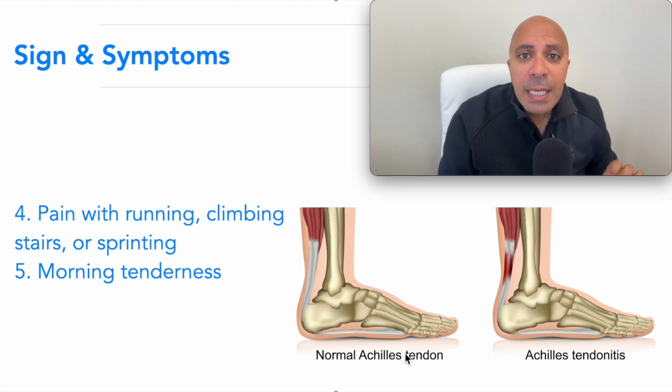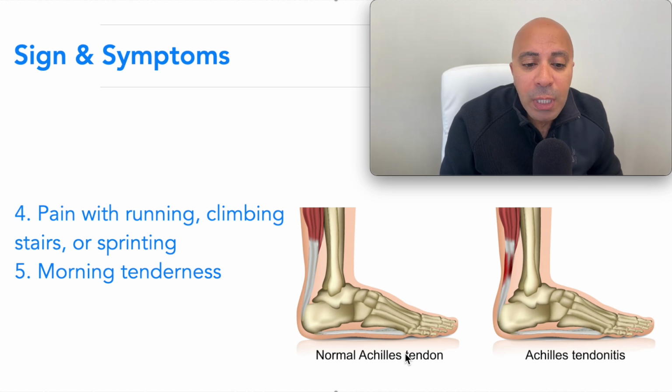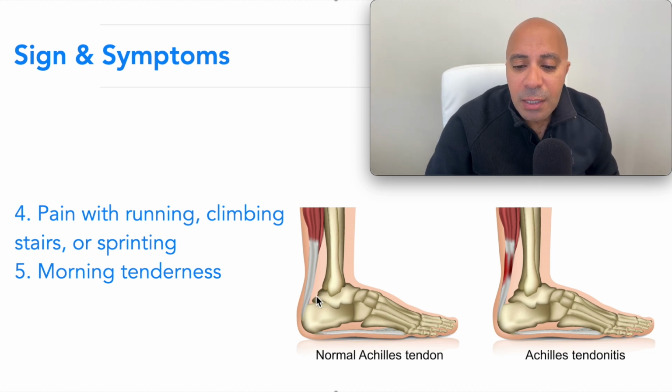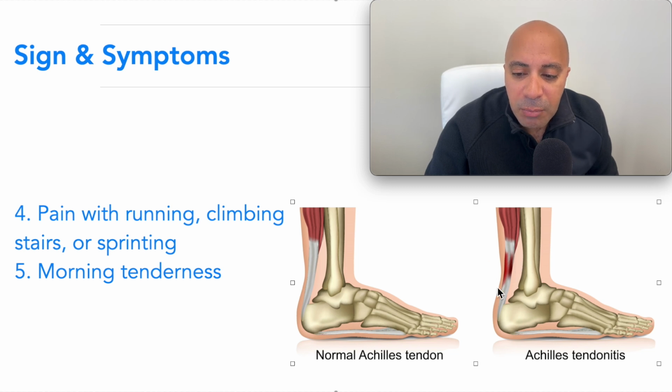The fifth sign and symptom is morning tenderness, and usually that tenderness occurs around the inflamed area, or the area that has been damaged in the tendon of the Achilles.